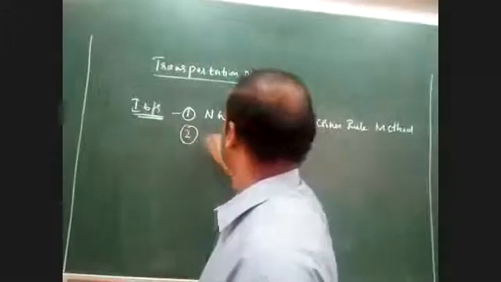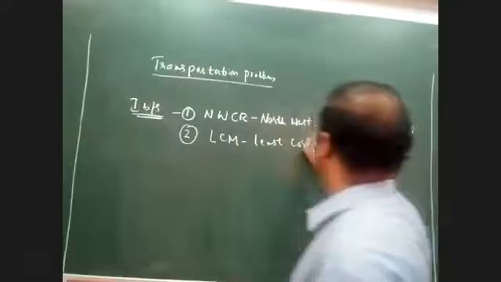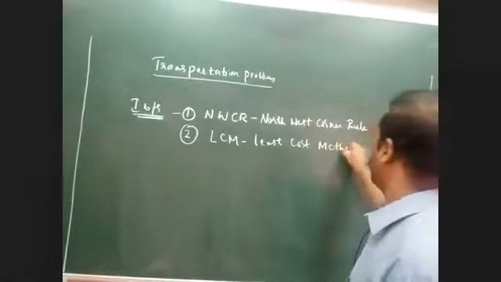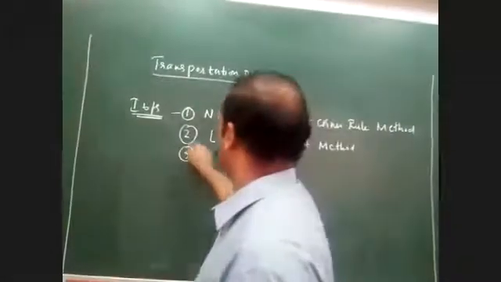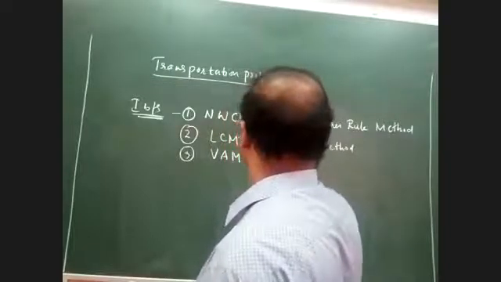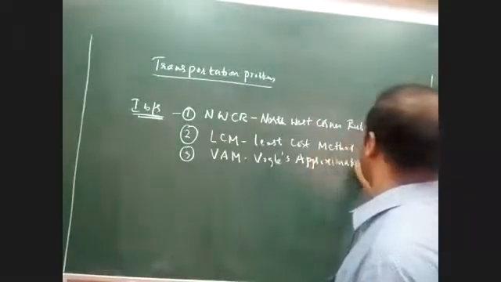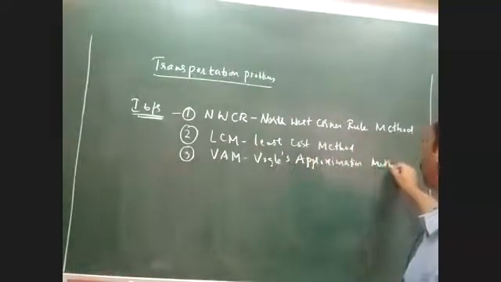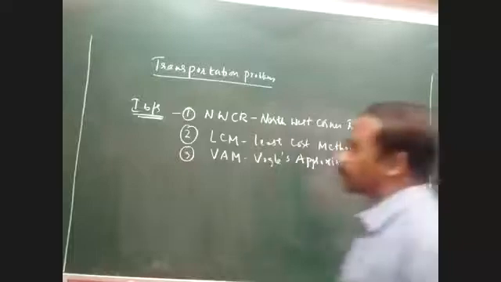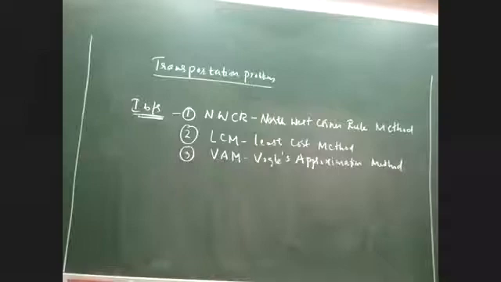The second method is called LCM, which stands for Least Cost Method. And the third method is called VAM, which stands for Vogel's Approximation Method. So these are the three methods we have, which can be used to calculate the initial basic feasible solution.